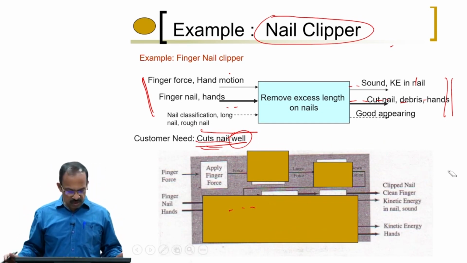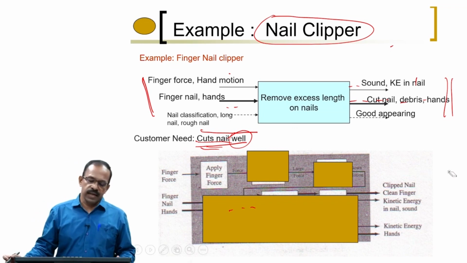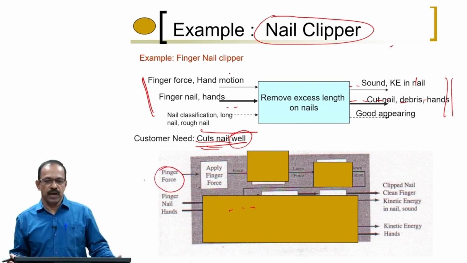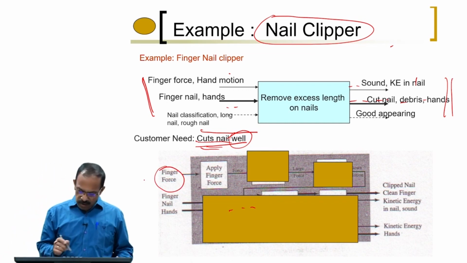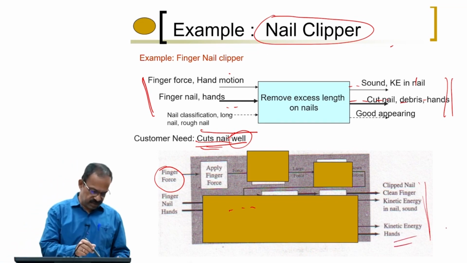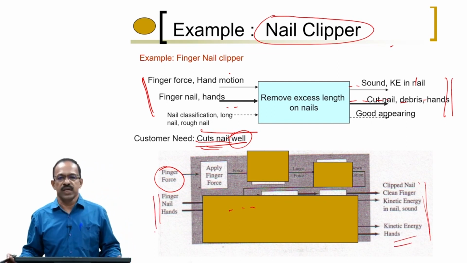Now you can see that to cut the nail, what we need is the finger force. We need to have the finger force applied to cut the nail, and then we are getting the clipped nail, clean finger, kinetic energy, sound and hands also coming out. So, finger, nail and hands are the material going inside.